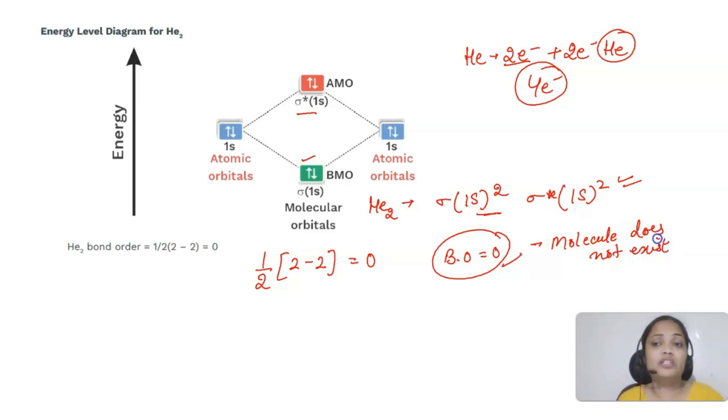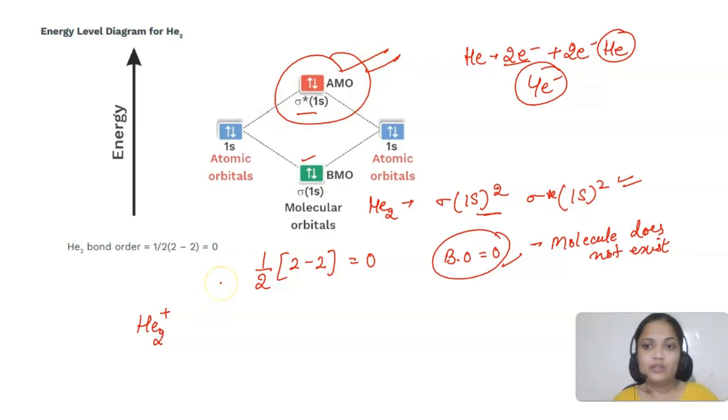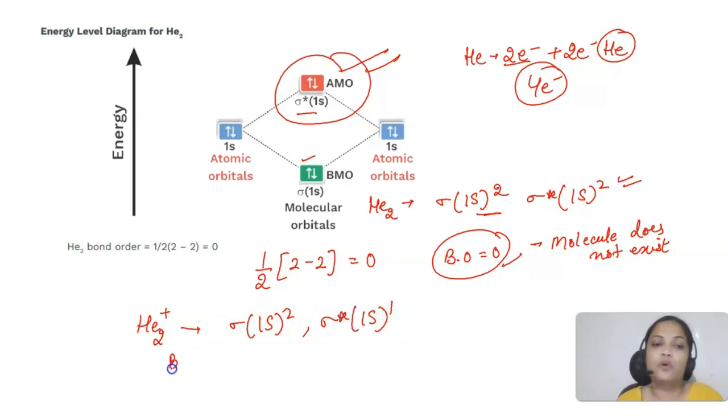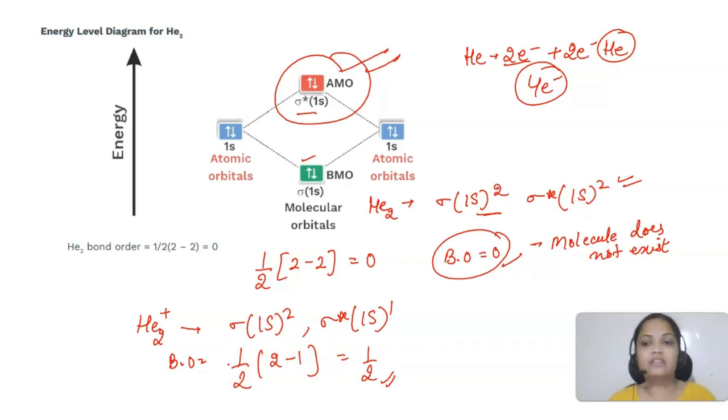But they can ask you for He2 plus, okay, helium 2 positive. So one electron will be removed. अब वो कहाँ से remove होगा? Highest energy वाले से, right? That you know. So the configuration will be sigma 1s2 and sigma star 1s1 now. So the bond order will be half into 2 minus 1. So that will be 1 by 2. Okay, this is how for positive and negative ions you have to do.